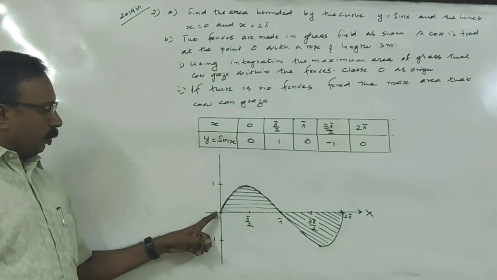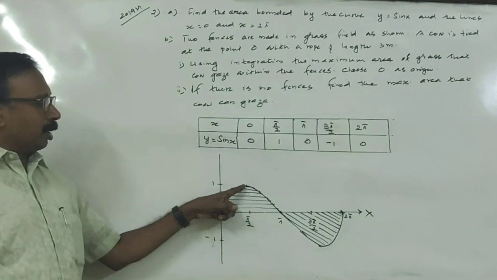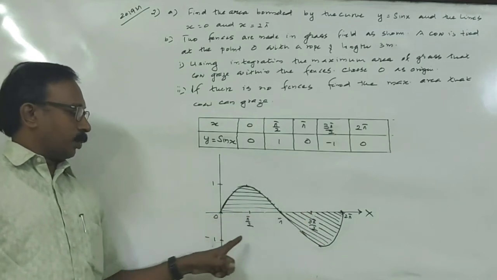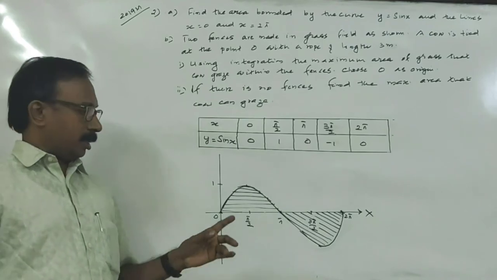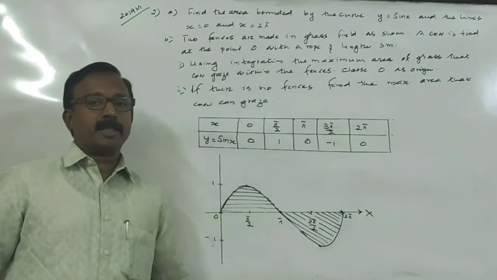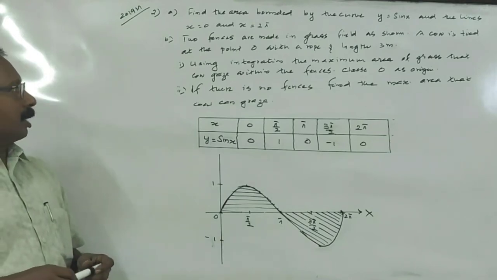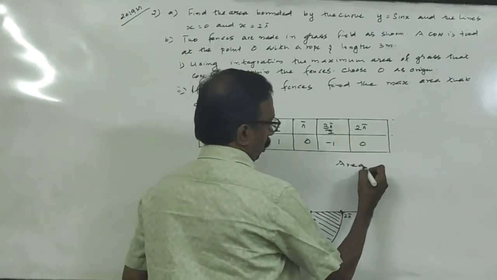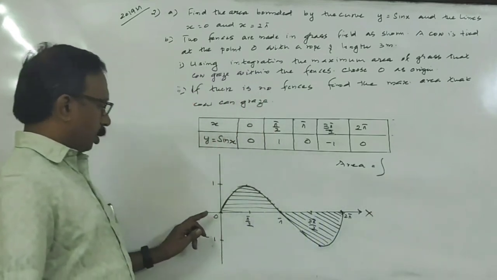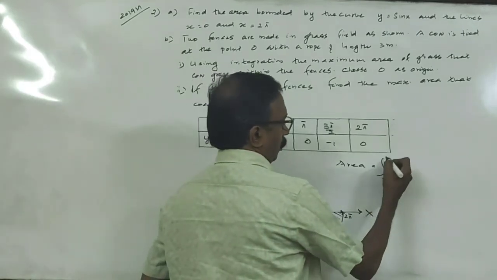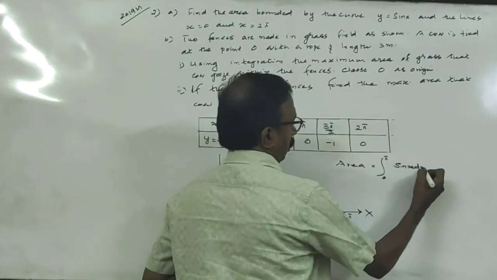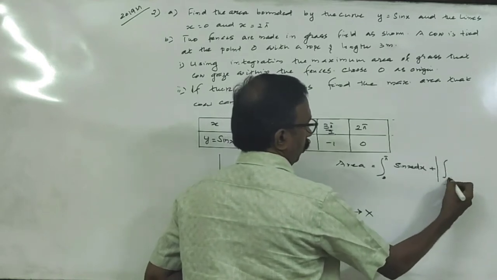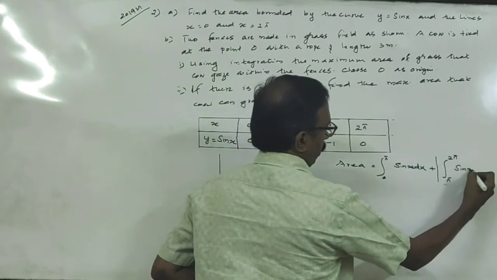So when x is 0, y is 0; x = pi by 2, y = 1; x = pi, y = 0; x = 3 pi by 2, y = minus 1; and x = 2 pi, y = 0, isn't it? This is the graph of the function y = sin x in the domain x = 0 to x = 2 pi. Here the area is equal to integral 0 to pi sin x dx plus the absolute value of integral pi to 2 pi sin x dx.